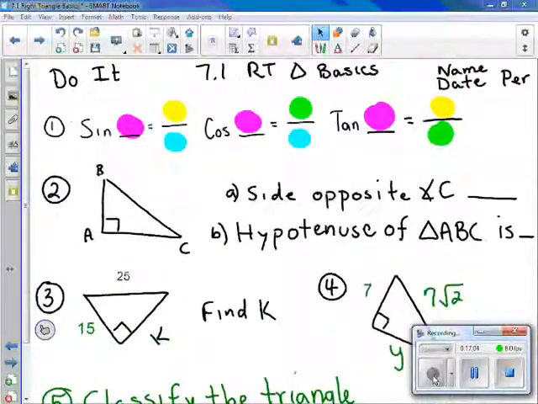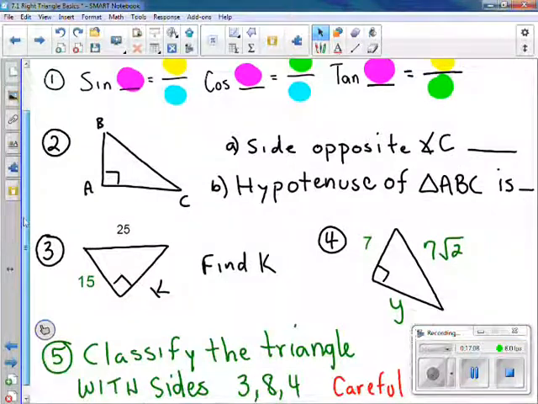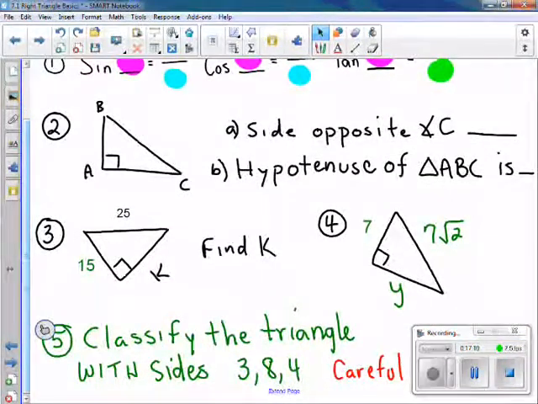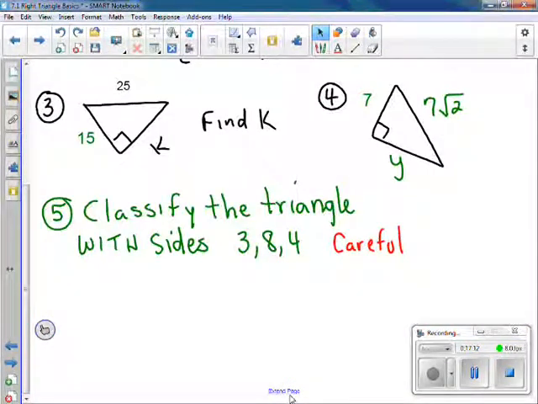Okay, that's it. So in the colored areas there on problem number 1, just put the information in where it belongs from the notes. A couple of review problems there at the end.